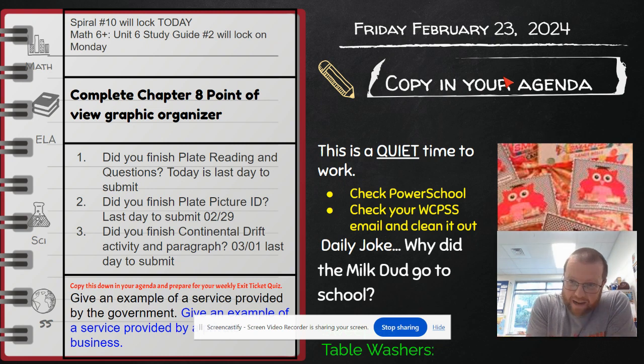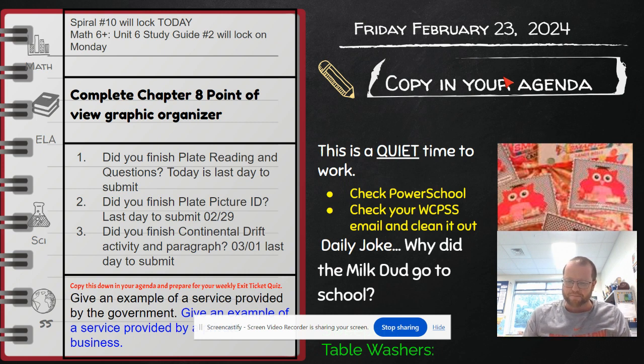Math 6, we started our Unit 4 study guide number 2 today. That's on dividing fractions, dividing mixed numbers and fractions. So we'll finish that study guide up on Monday. We will take our quiz on that on Tuesday. And then we will start our Unit 6, which is going to be algebra and equations. We're going to start with expressions, and solving those using some substitution and talking about exponents next week.